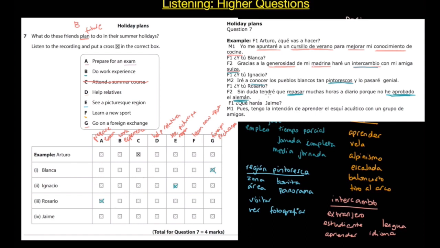And finally, Jaime says, pues tengo la intención, I have the intention, de aprender, to learn, el esquí acuático con un grupo de amigos. Esquí acuático, so water ski. Remember we said about non-cognates. So although esquí is sort of a cognate, esquí acuático is a little bit less so, okay? We didn't get the activity right, but we were on the right track, okay? So what we need is learn a new sport, and here we've got the one for Jaime, okay?